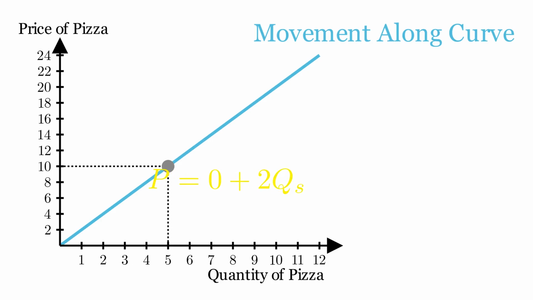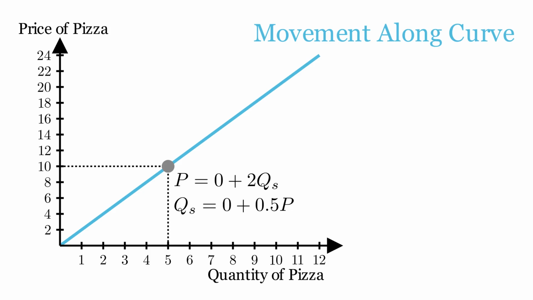This is our inverse supply equation. P is equal to 0 plus 2Qs. We can also use the direct supply equation. Qs is equal to 0 plus 0.5p. However, in standard mathematics, we usually plot the dependent variable on the y-axis and the independent variable on the x-axis. In the case of the direct supply equation, if we plot quantity supplied on the y-axis and the price on the x-axis, it becomes slightly confusing for analysis.